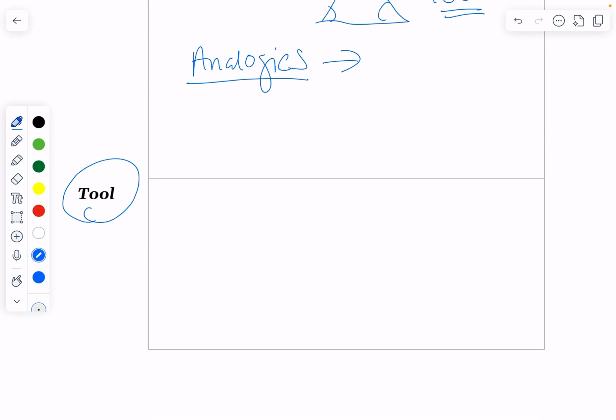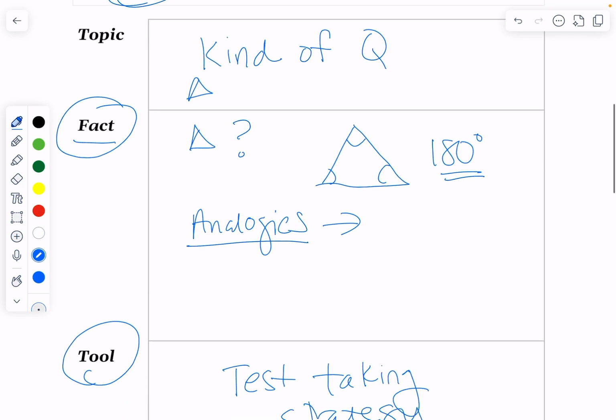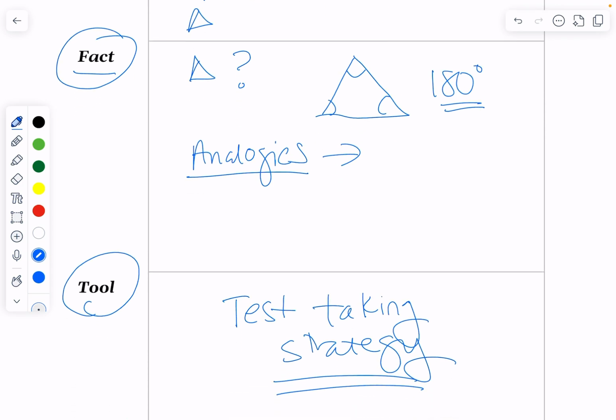Then comes the tool. This is test-taking strategy. This is our specialty. So we are here to help you with that. How can you do a problem in a different way that gives you more of a chance to get it right? That is the tool. We are going to use this topic, fact, tool strategy through all of our studying. So get used to it. There's a lot more great stuff to come.